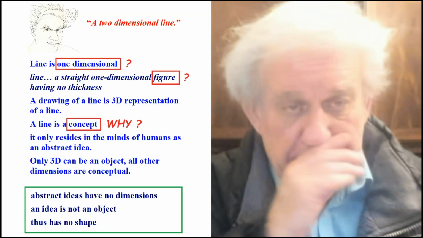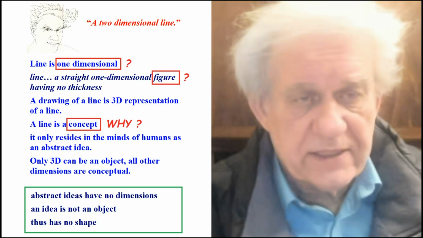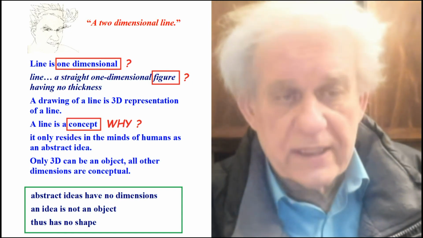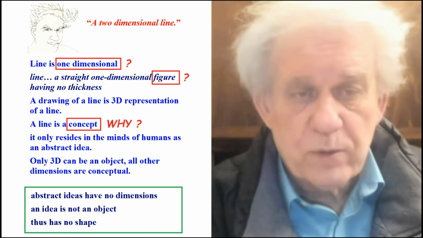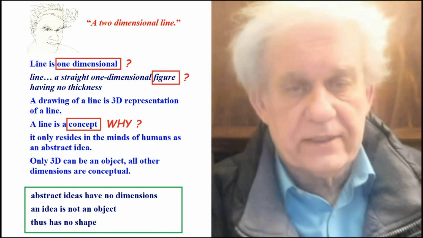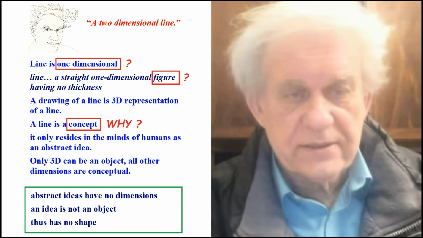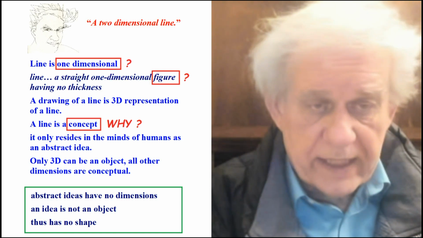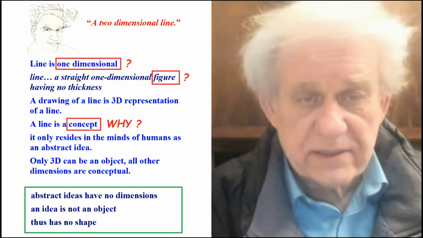Okay, so what does this fellow say? Well, he says the following. He says, well, I say a two-dimensional line, and he says line is one-dimensional. Okay, and if you look up in the Wikipedia, it says line, a straight one-dimensional figure having no thickness. Okay, so I guess that's where he got this. He just copied and pasted. And a drawing of a line is a 3D representation of a line. A line is a concept. And ask him why.